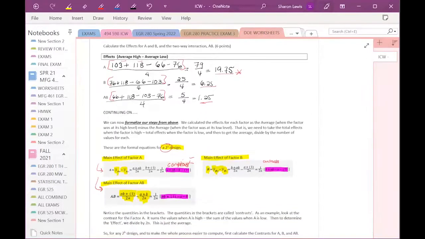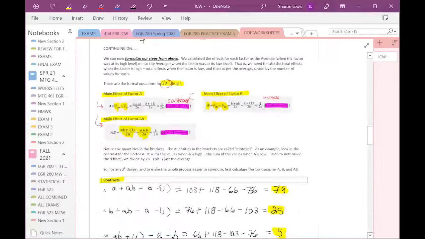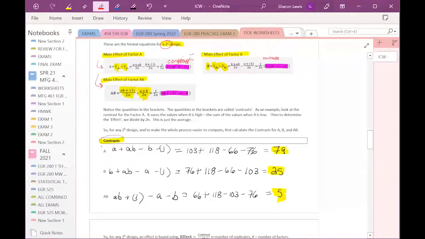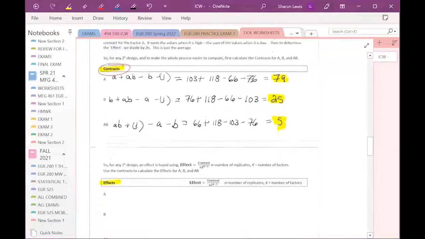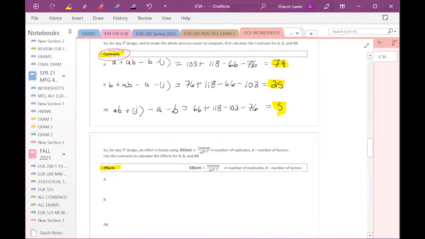So I wanted to start with that, but then I want to direct you to the official process in solving for it. And the first thing we'll do is calculate the contrast, which is just the numerator of what we just did when we calculated the effects. So now we're going to take the numerator, and in our official formula for the effect, we need the average.